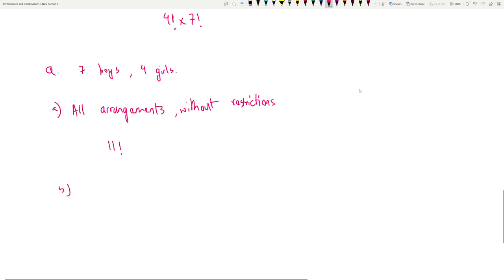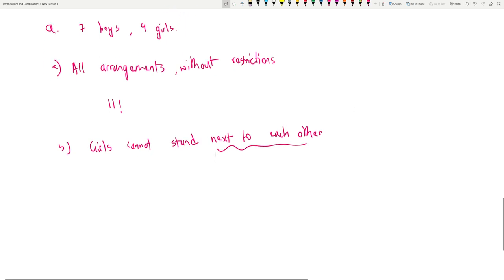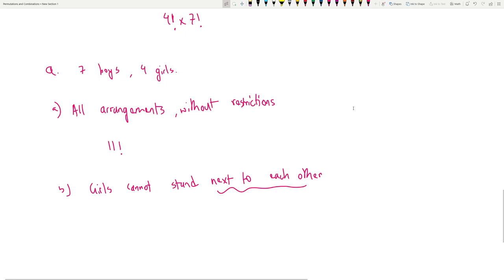Now they might add that the girls cannot stand next to each other. Whenever you're given this sum, that they cannot be next to each other, this is when it gets a bit complicated. So always remember, for the ones who cannot stand next to each other, or the letters that cannot be next to each other, just exclude them from the setup completely.